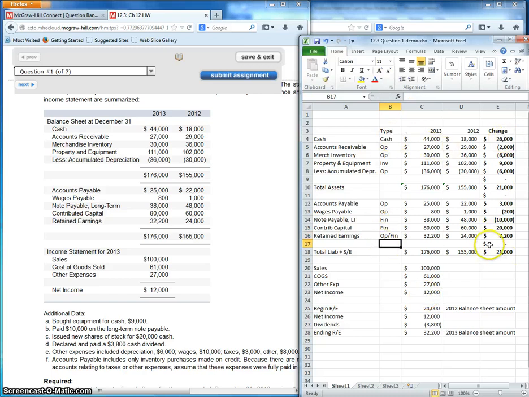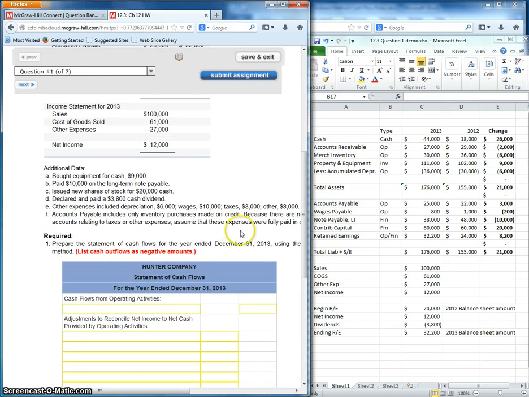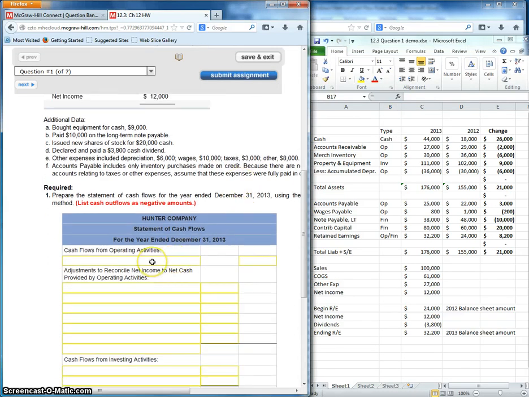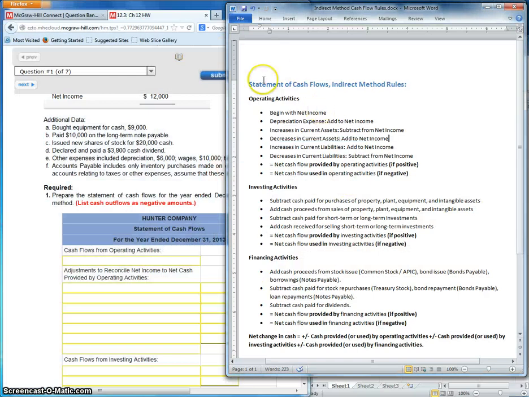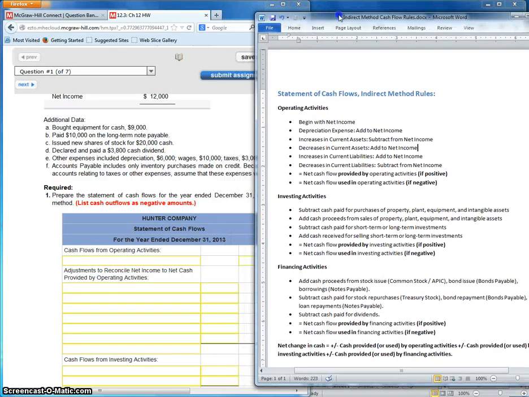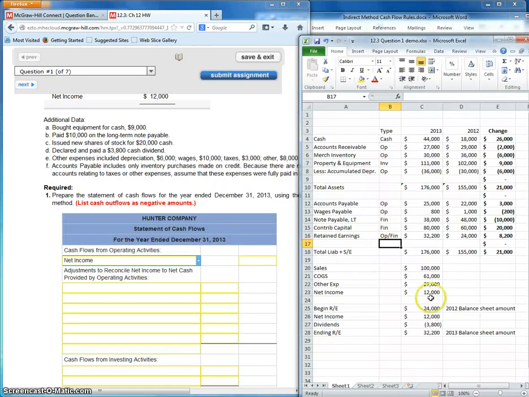We have our changes. Let's plug them into our cash flow statement. So when we do the cash flow statement, I'm also going to bring up another sheet here. These are my rules. I need to start with net income. So let's plug in net income. And in my data, my net income was $12,000.